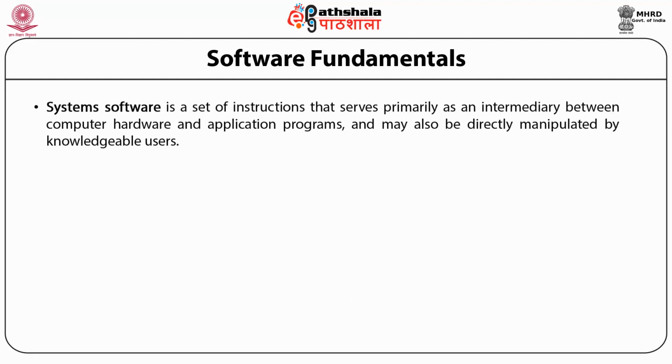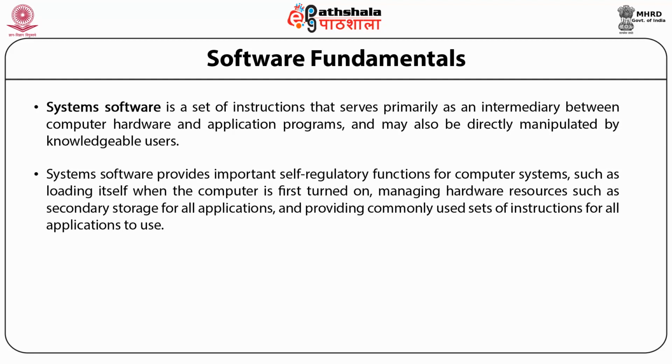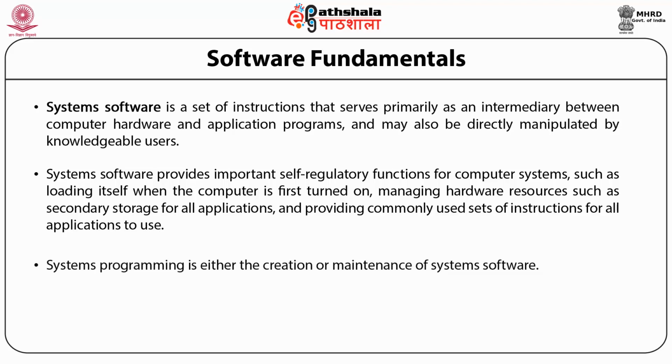System software. System software is a set of instructions that serves primarily as an intermediary between computer hardware and application programs, and may also be directly manipulated by knowledgeable users. System software provides important self-regulatory functions for computer systems, such as loading itself when the computer is turned on, managing hardware resources such as secondary storage for all applications, and providing a commonly used set of instructions for all applications to use. Systems programming is either the creation or maintenance of system software.